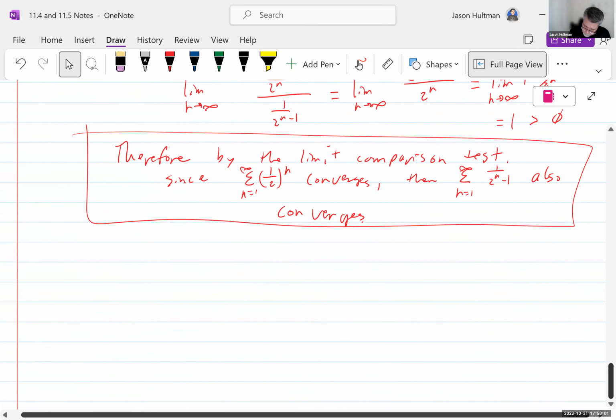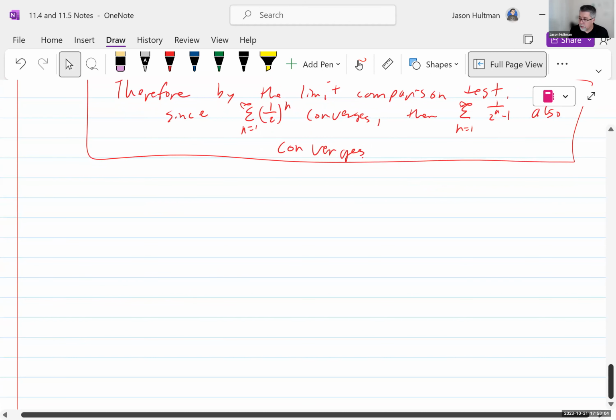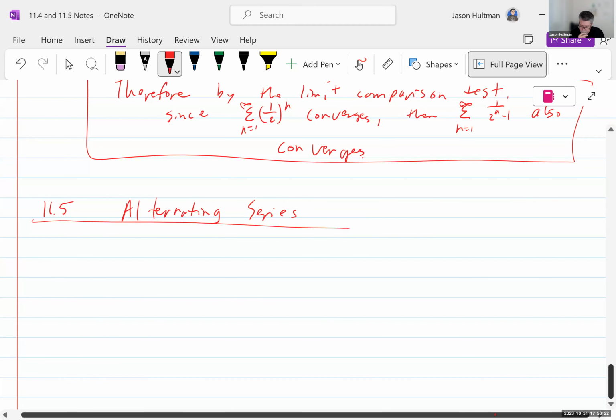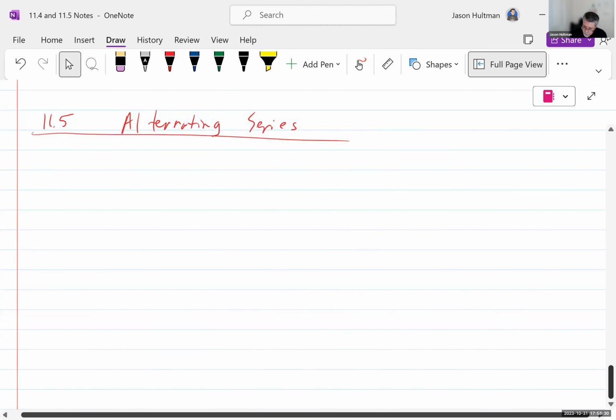Okay, that's 11.4. Let's jump into 11.5, which is alternating series. Okay, alternating series. Before we do that, I want to just recap what we have learned so far.